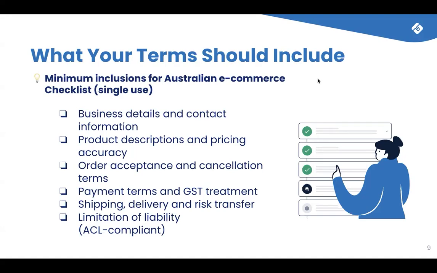Shipping terms should address delivery time frame and risk transfer. Ambiguity here often leads to disputes, especially when something goes wrong during transit. Another important one is the limitation of liability. Limitation clauses must be carefully drafted. They can only operate to the extent permitted by the Australian Consumer Law, so they cannot remove mandatory rights granted under the Australian Consumer Law.